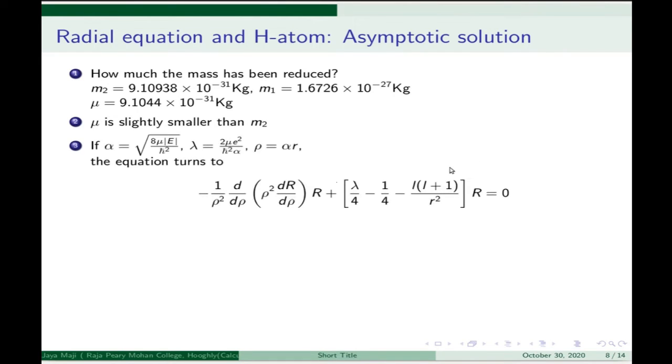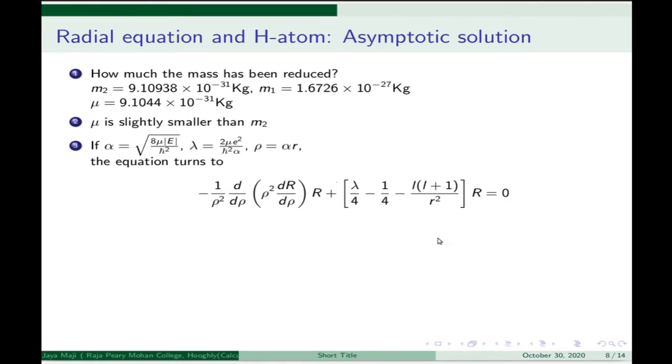Now let us define some constants so as to make the Schrödinger equation, that is the radial equation, compact. These are alpha and lambda, and the new variable which is rho, and that is alpha times r. With all this, the radial equation looks like this. Now the great job is to find the solution of this equation. How do you do that?